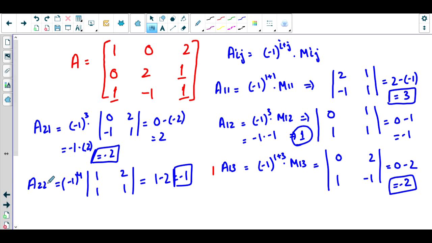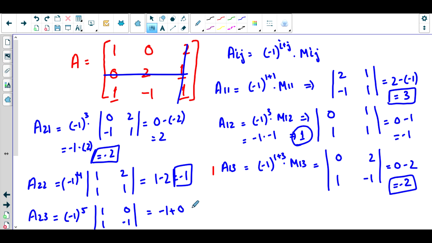Now let us find A23. Minus 1 power 5, because 2 plus 3 is 5. So whatever the minor will come, you have to multiply it by negative 1. Remove the second row and the third column. We have 1, 0, 1, minus 1. Solve it. It will be 1 into minus 1 plus 0, but because it's an odd power, minus 1 into minus 1 will become 1.